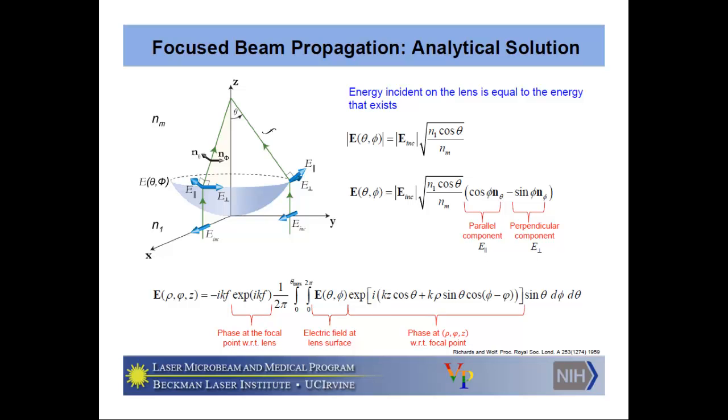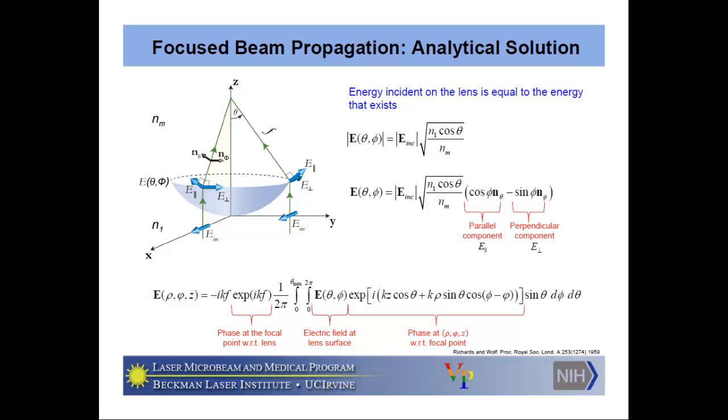If you look at this one, what they did was integrate over the whole 2 pi and theta max. Theta max is this one. Over the whole area of this spherical surface, this E theta phi electric field is integrated, and that provides the electric field at a given location. So let's look at this one. This is exponential i times something, so that means it gives a phase. This provides the phase, and this phase is relative to this focal point.